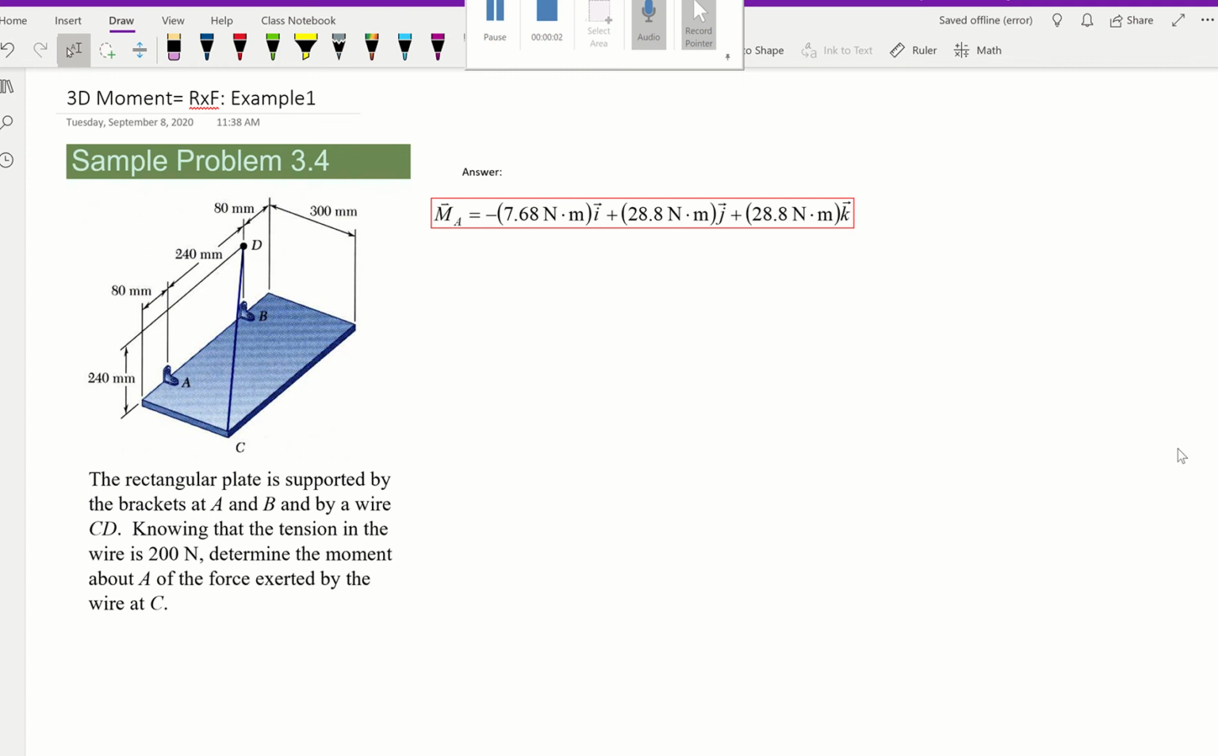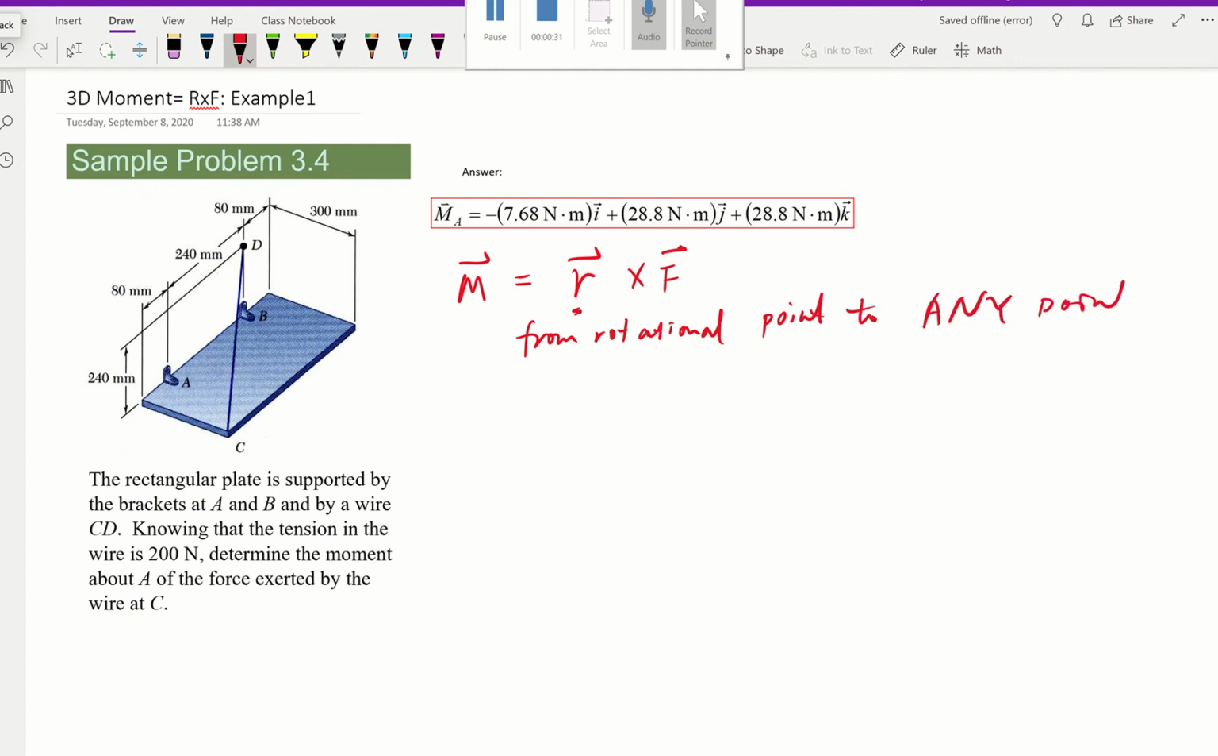Hi, in this video we're going to look at an example of a moment in three dimensions. In the previous video, we talked about how the moment is equal to the position vector r cross F, and this position vector goes from the rotational point to any point on the line of the force.